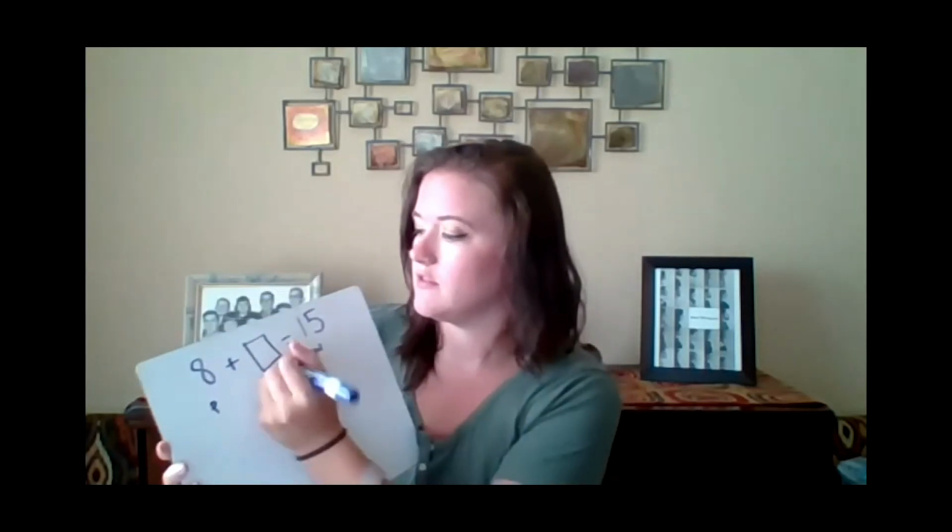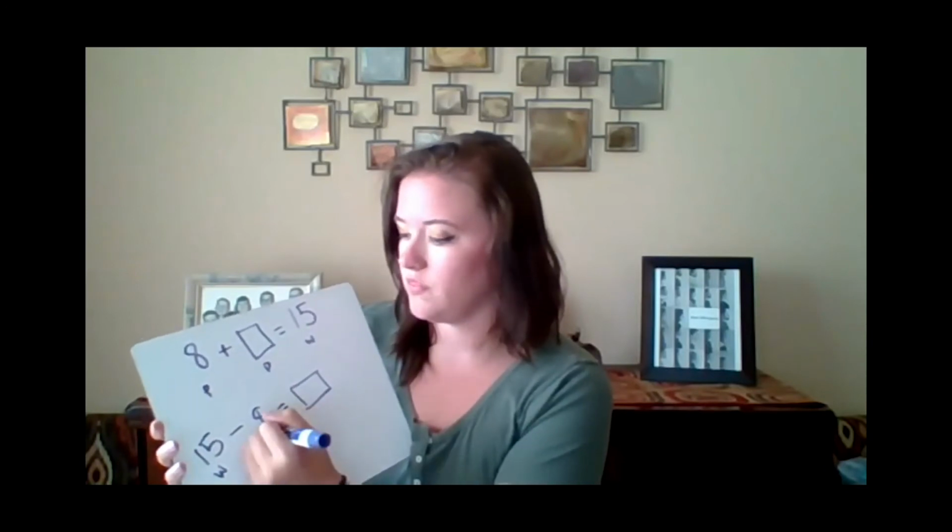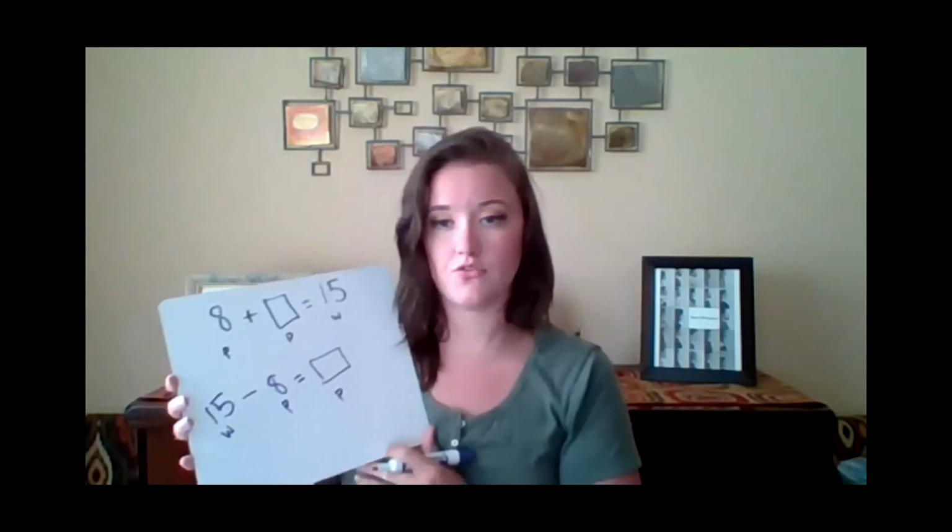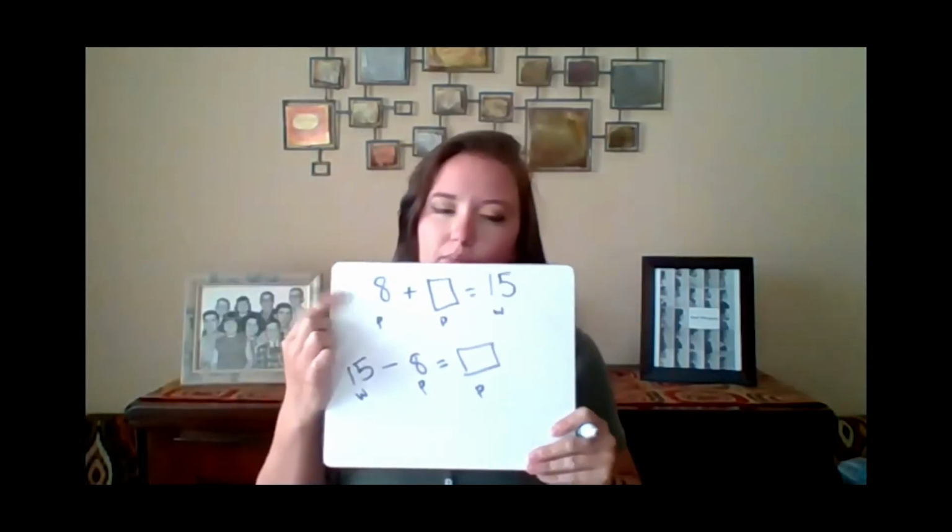So now I'm going to put 8 right here. I'm going to put a little P right there because that's our part. And then just like last time, we can either make it into plus blank equals our whole. This is also going to be our part. Or we can flip it and do 15 minus 8 equals blank. So that's our whole, this is our part, and this is our part. So we did the addition problem one last time.